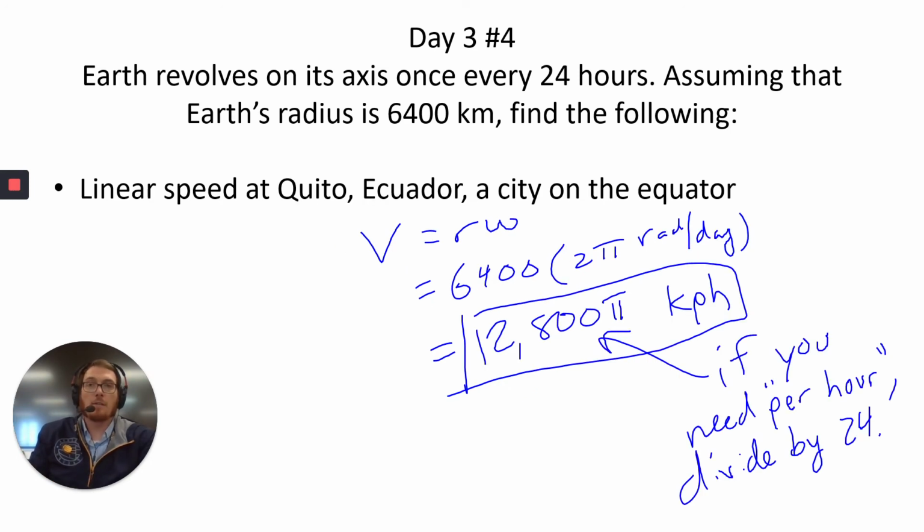As opposed to that, if you go to Ecuador, in Quito, for example, that's right on the equator, which means the radius of that spot is the Earth's radius, which is 6,400. So you take 6,400 times 2 pi to figure out that answer. So those are the two extremes. You're at the top or bottom, and that's 0 for a radius, or you're at the equator, and that would be the 6,400 for its radius. If you need it per hour, remember to divide by 24.